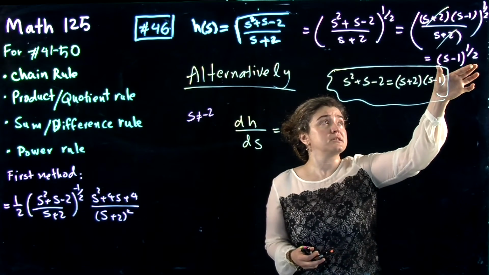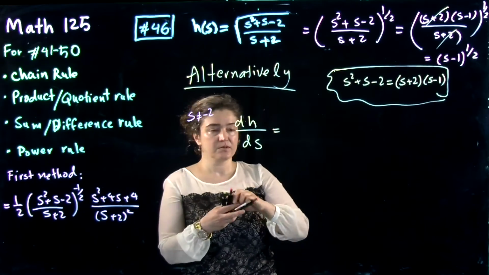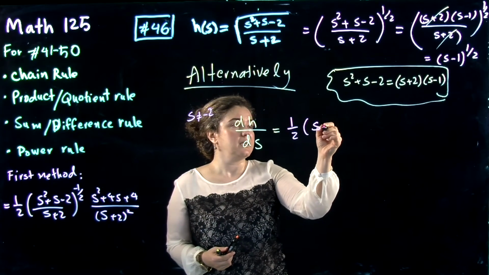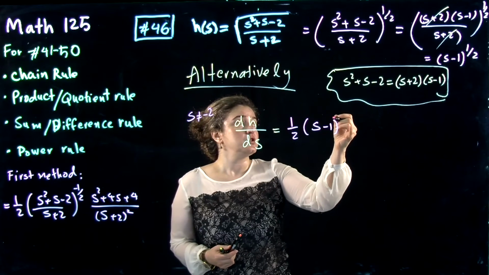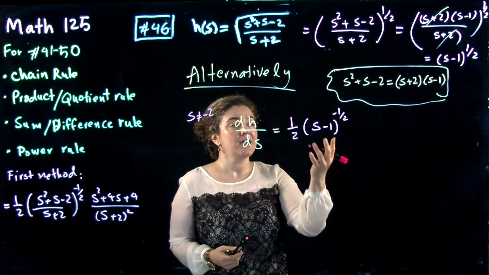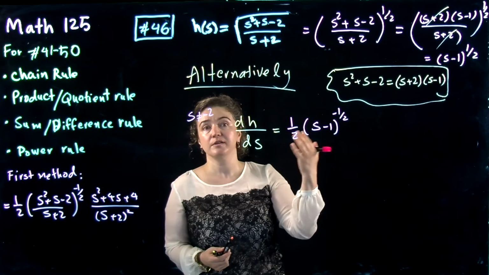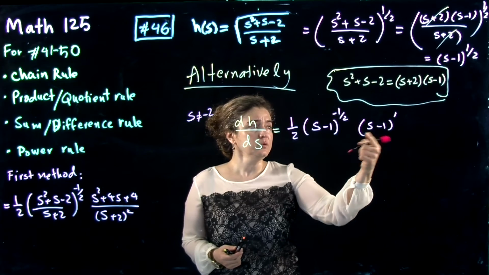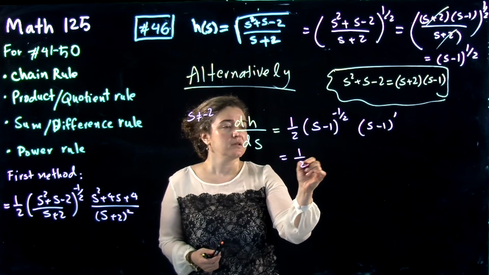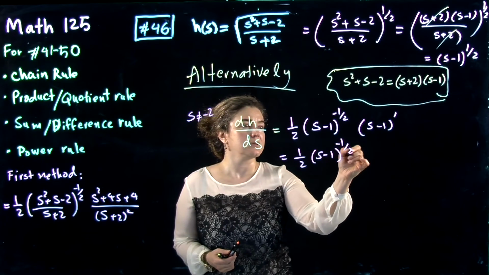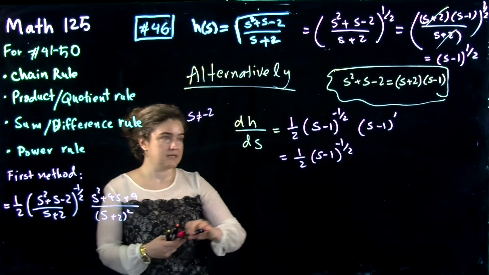the outside function is the power function, so it's 1/2. Then inside function to power 1 less, 1/2 minus 1 is negative 1/2. Derivative of inside, derivative of s minus 1, which is 1. So the entire thing becomes this answer.